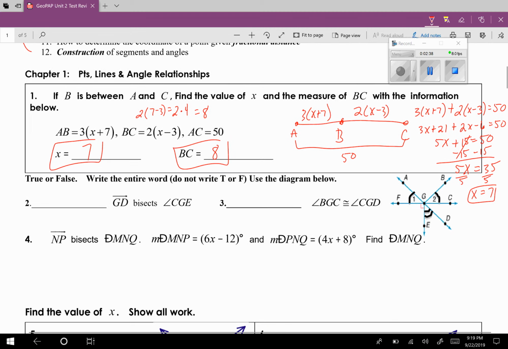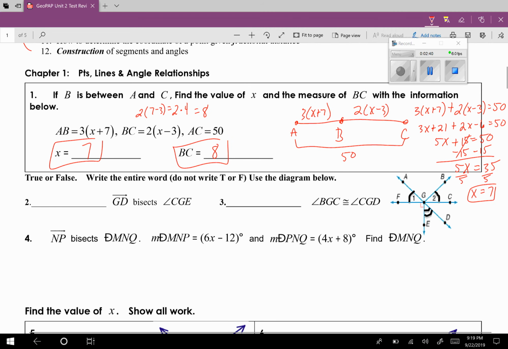All right, next one here. It says true or false. Write the entire word. Do not just write T or F. Use the diagram below. So it says ray GD bisects angle CGE. So let's see. Ray GD bisects angle CGE. Well, we don't really know right now because we don't know if this angle here is the same as this one. But what we can do is actually use these markings that we have to help determine some stuff.